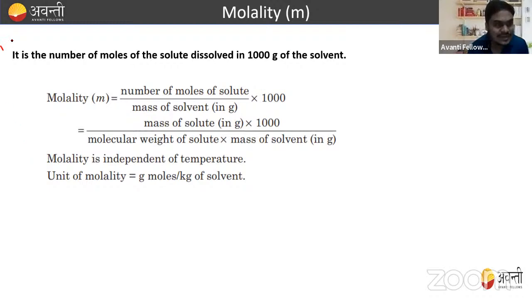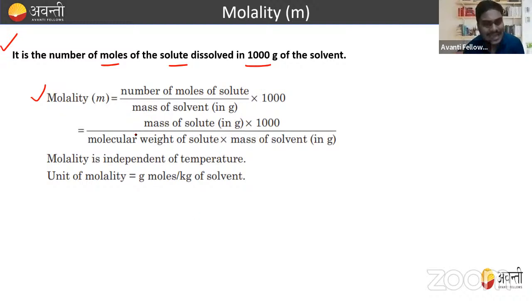So what is molality, beta? It is the number of moles of the solute dissolved in 1000 gram of solvent. Here we are talking about the solvent, not the solution, but in case of molarity, we are discussing the solution. Right? So how do we calculate? First thing, molality is represented by small m, whereas molarity is represented by capital M.